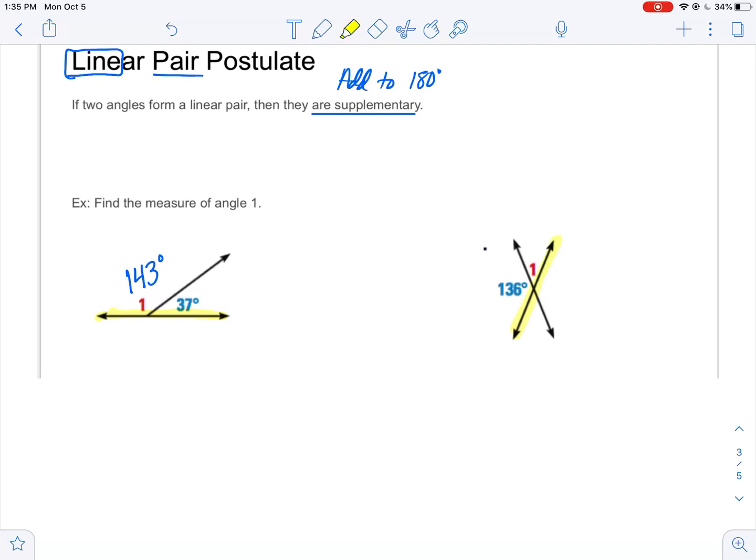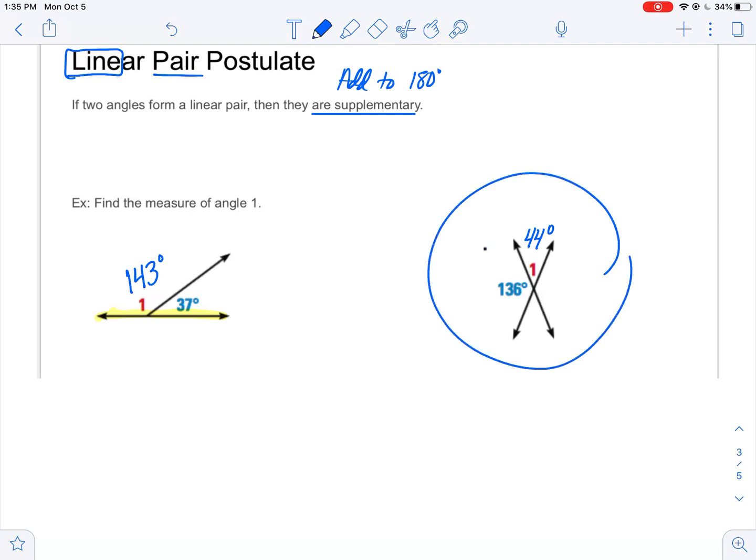And same idea on the other one. 136 and 1 form a line, so these add up to 180. If I take 180 minus 136, I would get 44 degrees. And you could do the same thing on the other side to find this missing angle. And then you could take another linear pair, once you found that, to find this missing angle. So lots of possibilities to use this theorem.